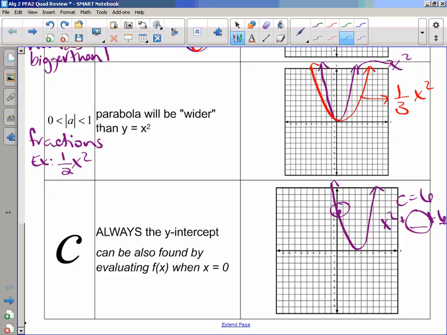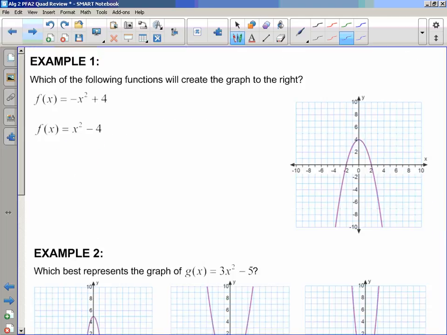So let's take those concepts and answer some questions. These questions are like what you might see on your content assessment. Which of the following functions will create the graph to the right? Now there's a couple ways that I could look at this. I can go from my options to the graph, or go from the graph to my options. I'm going to go from the graph first.